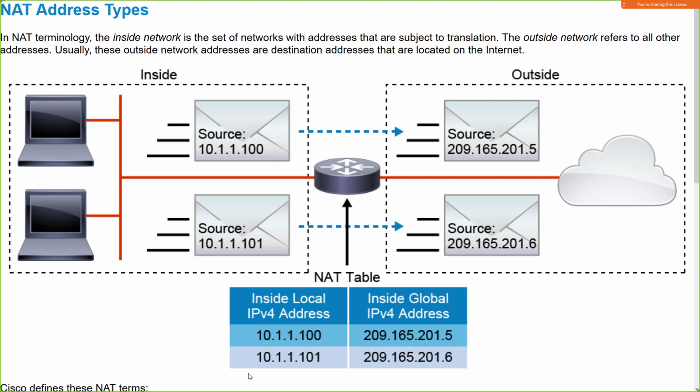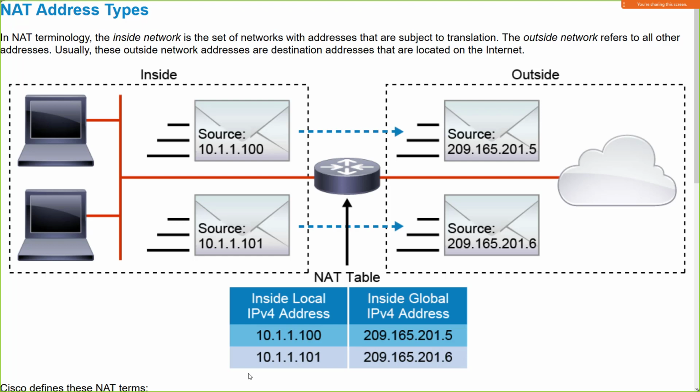Local means private, and global means public. So if I say, what is your inside global address? That means to say, what is the translated IP of your inside host? If I say, what is your inside local address? I mean to say, what is the real IP of your inside host? On the outside, the outside global address is the translated IP of the outside or destination host, and outside local would be the real IP of the outside host.